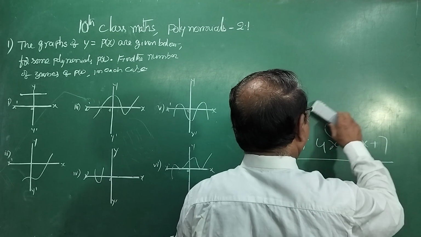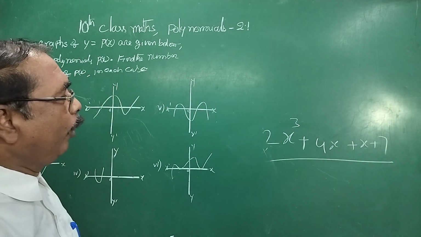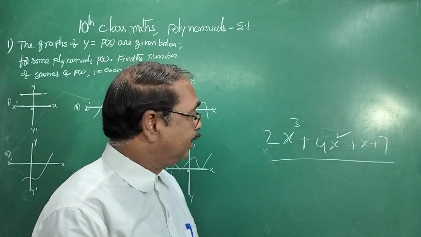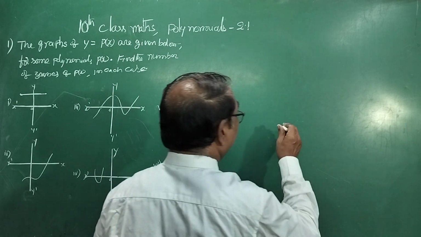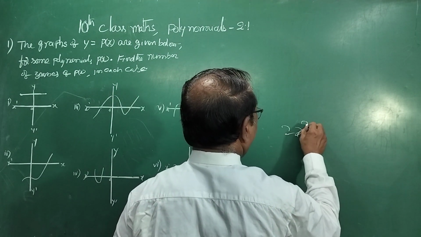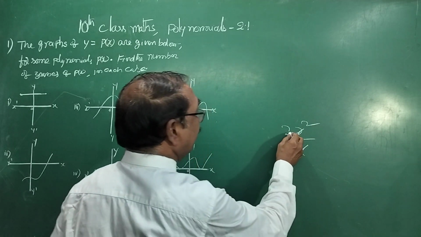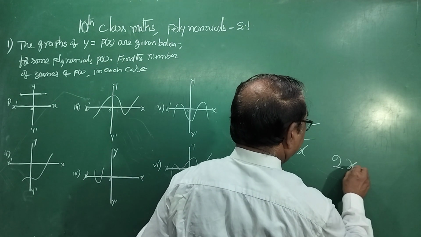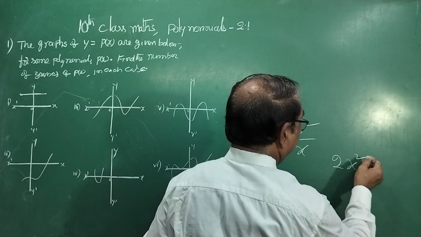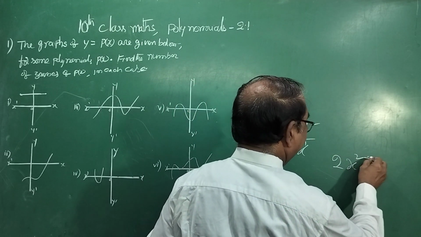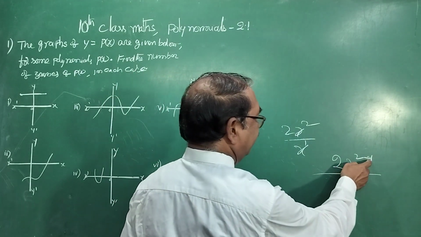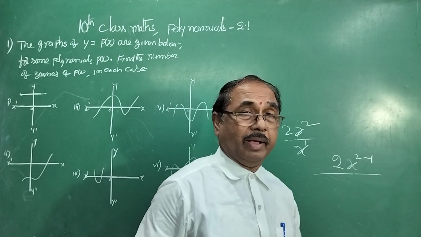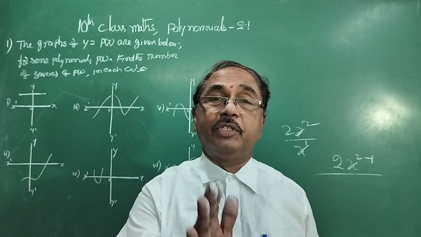But if it is like this, it is a polynomial. And another one, 2x square by x. Is it a polynomial? It is not a polynomial. Why? We can write 2x square, and the variables are the same, so the power is 2 minus 1. We can write like that. Minus values are also not considered because the powers of the variables should be whole numbers.